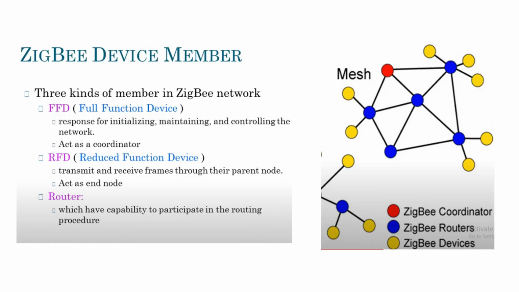The one which is highlighted in red color, we call it a coordinator. Who is a coordinator? It sends the information. It is like a parent node. We call this a full function device, FFD. Also we have nodes which are highlighted in blue color. What they do is receive the information and forward the information to the neighborhood node. It is like hop to hop communication.